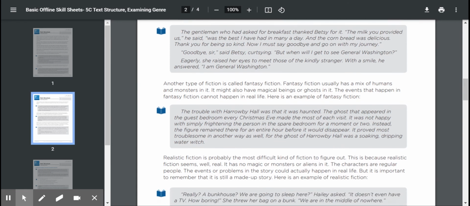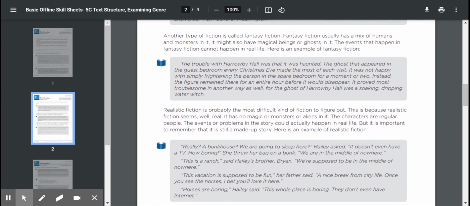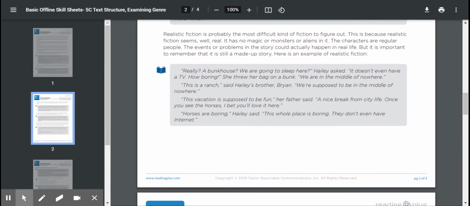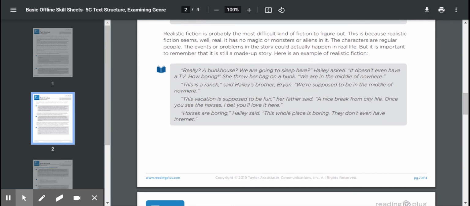Realistic fiction is the most difficult kind of fiction to figure out. This is because realistic fiction, well, is real. It has no magic or monsters or aliens in it. The characters are regular people. The events or problems of the story could actually happen in real life, but it's important to remember that it's still a made-up story. Here's an example of realistic fiction.